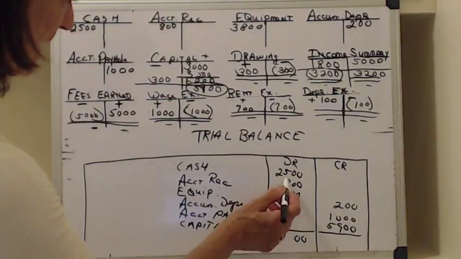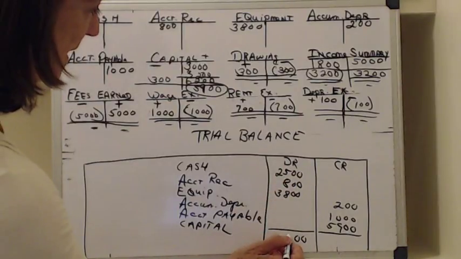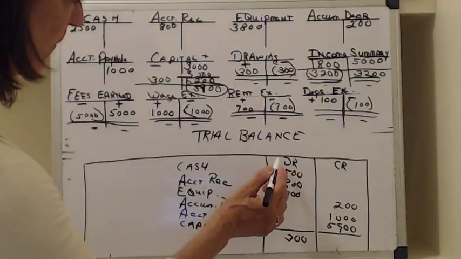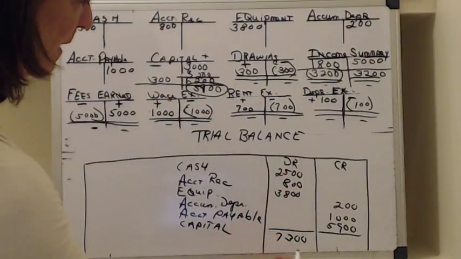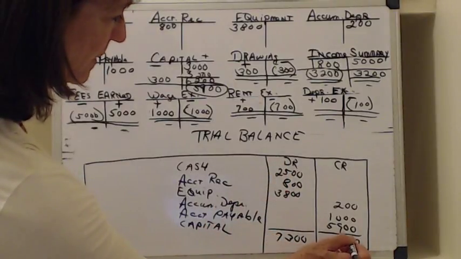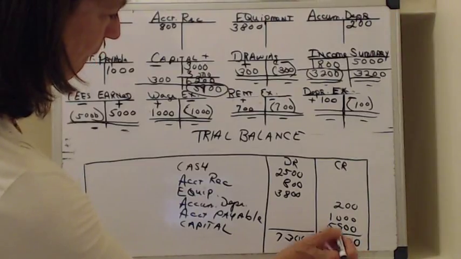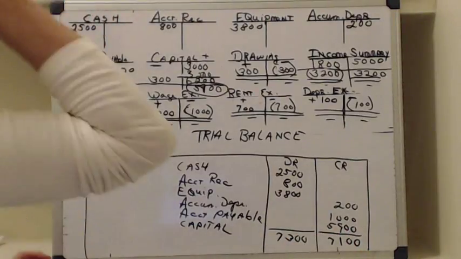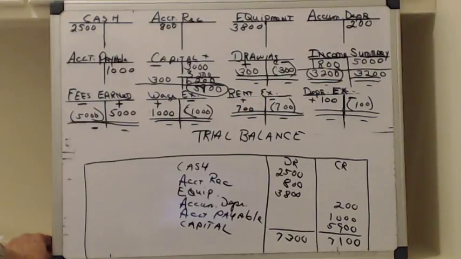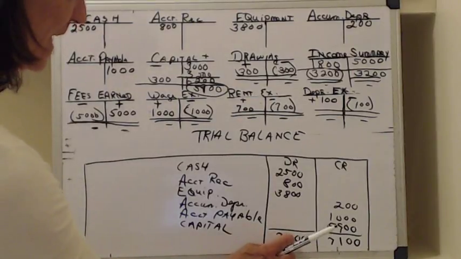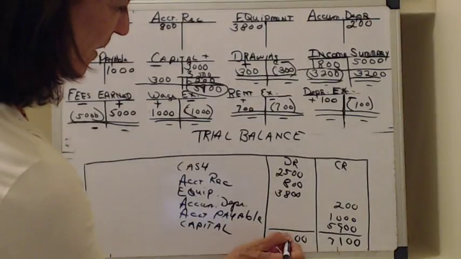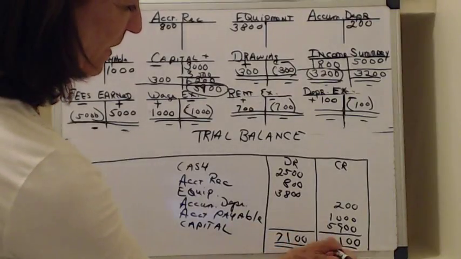So we have 8 and 8, 16, I think 23. So we have 4, 5, 6, 7,300. And over here, 7,100. So it doesn't come out right. Let's see if I'm doing a 16th. Oh, I added wrong. See, I needed my calculator. 7,100. Both sides equal 7,100.